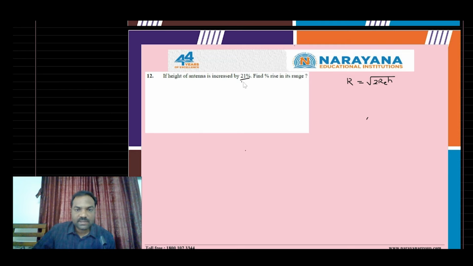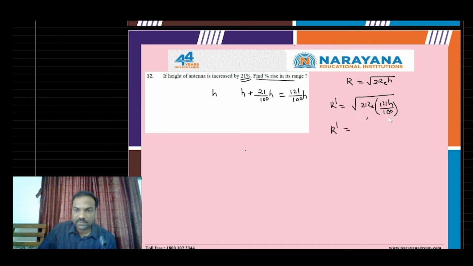They're saying that height value is increased by 21%. That means initial height is h. Now the final height will be h plus 21 by 100 of h, that means 121 by 100 h. They are asking what is the percentage increase in range. Then the final range value is root of 2 times radius of earth times 121 h by 100. The square root of 121 by 100 is 11 by 10. So root 2 Re h is nothing but 11 by 10 times the initial range. This is the final range, and this is the initial range.